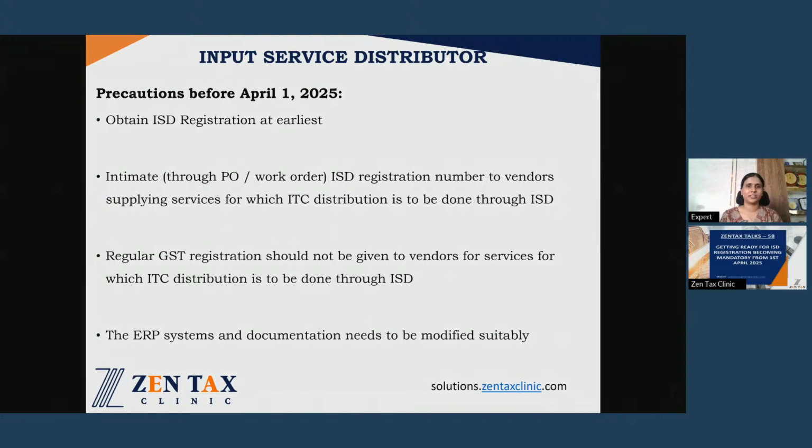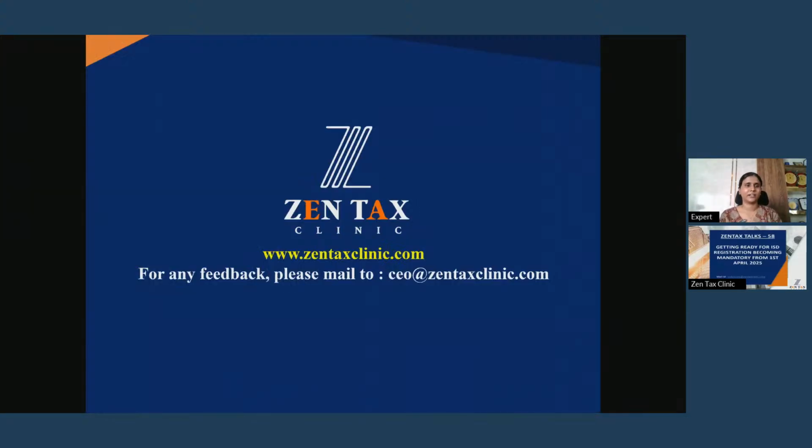So these are all the precautions to be taken before the compulsory implementation of ISD. I hope we all got a good understanding of the input service distributor provisions. Now, if you have any queries, please put them in the chat box. We will clarify the doubts.